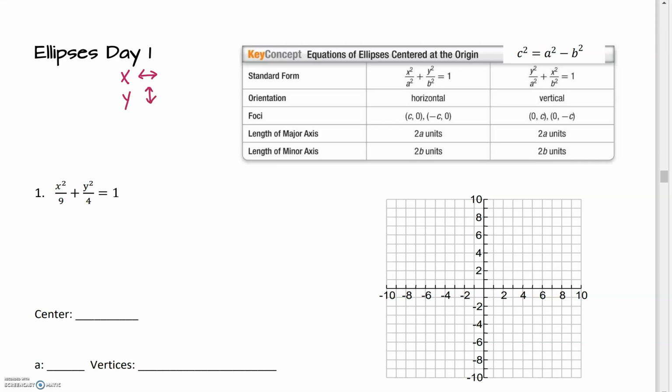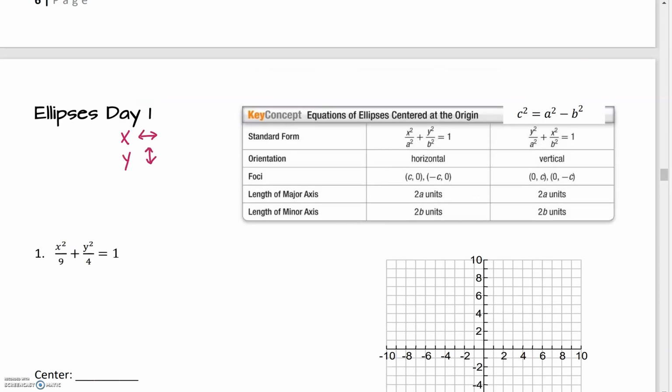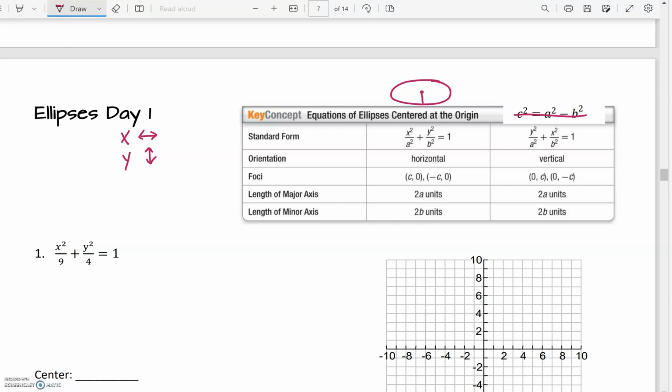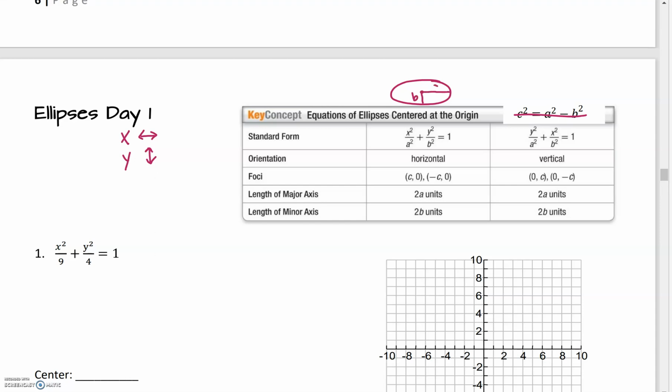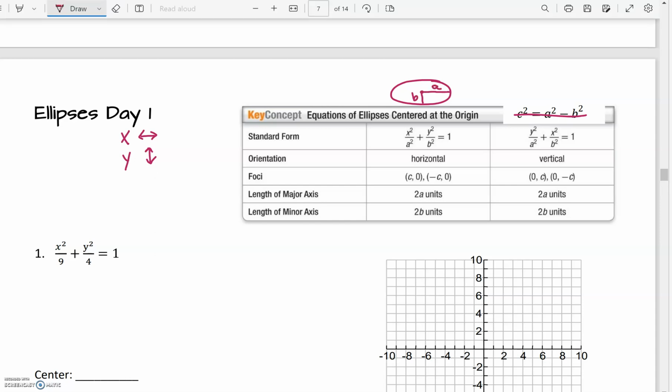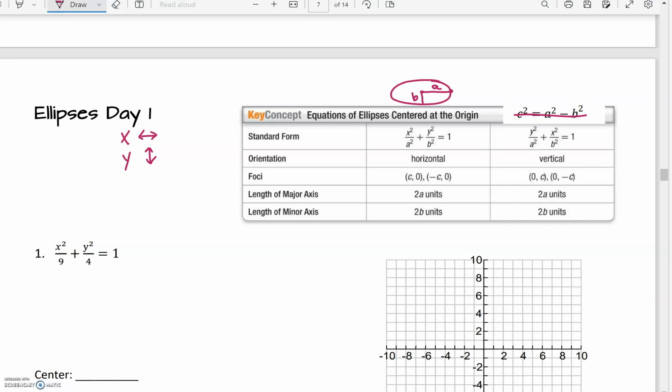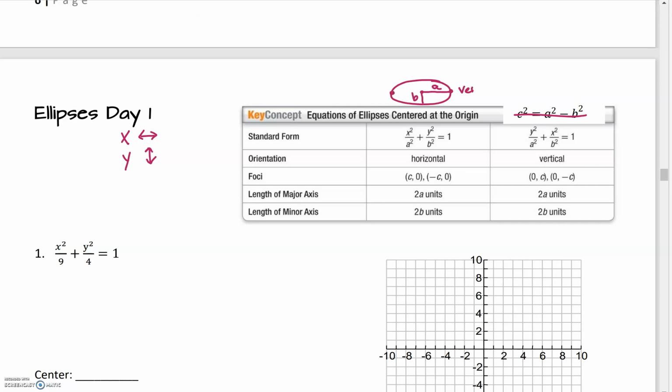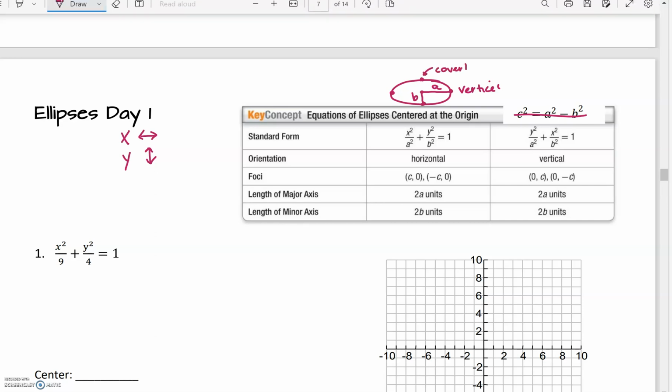Okay, so for our horizontal, give a little sketch. You do not need to find C, but we are going to have our center, and then we'll have this being our B, and this distance being our A. And then these are going to be our vertices. And then these up here and down here are going to be our co-vertices.